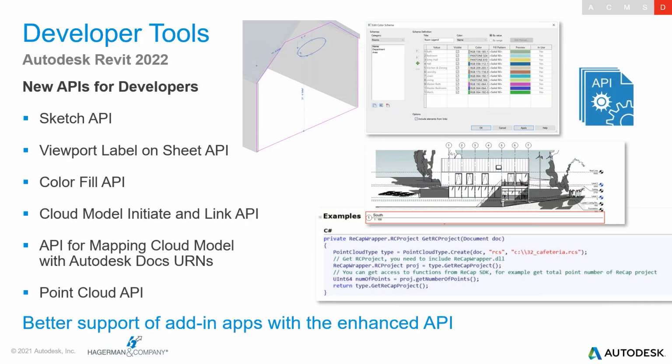And then for developers working with the API, you can control the two-dimensional label offset from the left bottom corner of the viewport to the left end of the viewport label line. You can now read and modify sketches from Revit, and a new Revit API has been created to access the color fill feature. So this provides you with access to the color fill scheme and its entities, along with the same access to color fill legend and color fill schemes on a project.